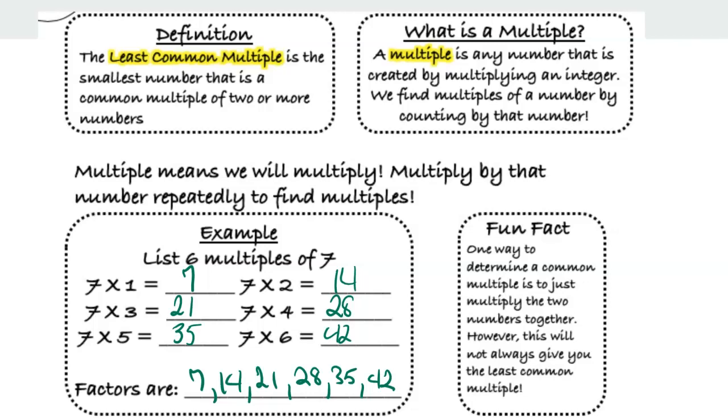With least common multiple, we're going to find the multiples of two numbers, and then our least common multiple is the first one that is a multiple of both. Okay, so that's my least common multiple. And just real quick, a fun fact: one way to determine a common multiple is just to multiply the two numbers together. So a common multiple of 7 and 5 would be 35 because 7 times 5 is 35. However, it's not always the least common multiple. So you have to make sure you list out all of your multiples up to that point to make sure that there isn't a smaller multiple that goes into both numbers.